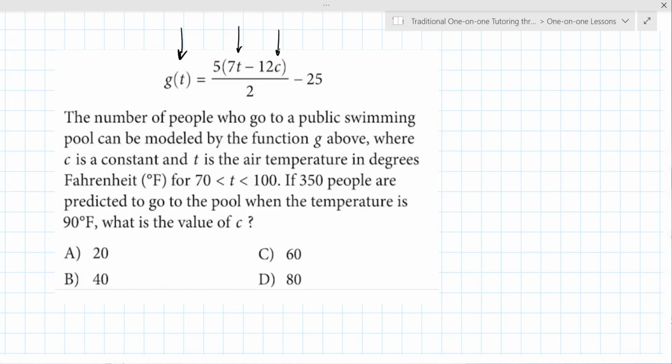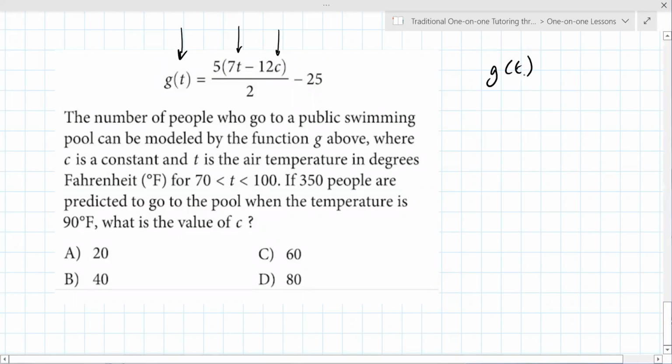They're giving you the temperature. Which letter though? Which are they giving you? G of T, T, or C? There's three unknowns here. Is it just T? They are giving you T. What is the value of T?